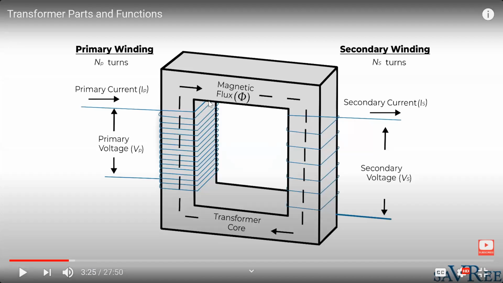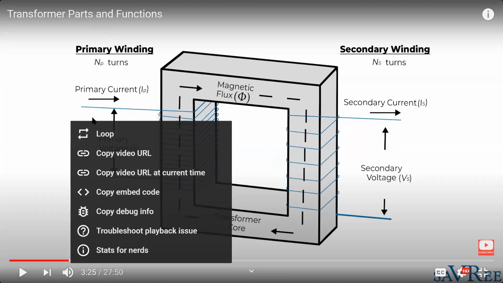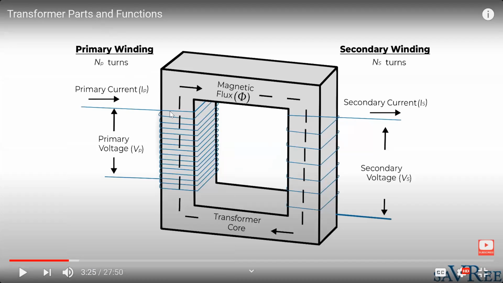So this is the basic core. Here we explain the principle of operation. In a transformer we have 2 coils. So this coil is called the primary coil. So this is the primary coil of the transformer.